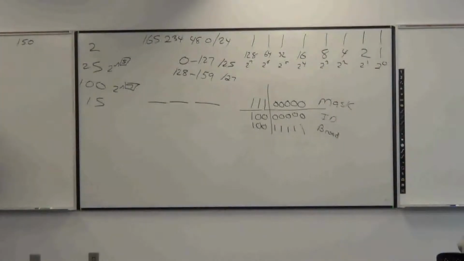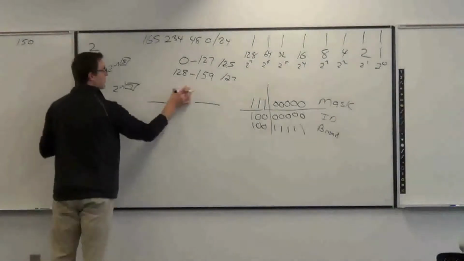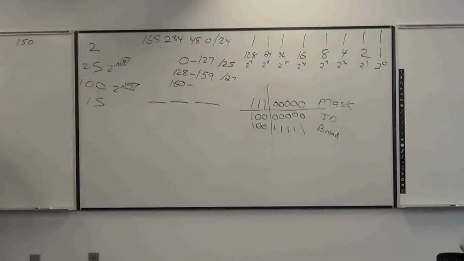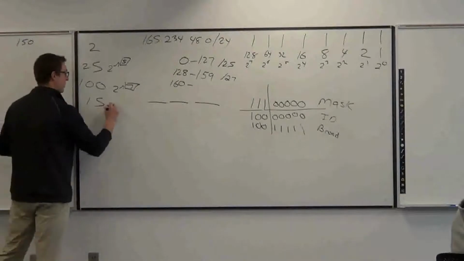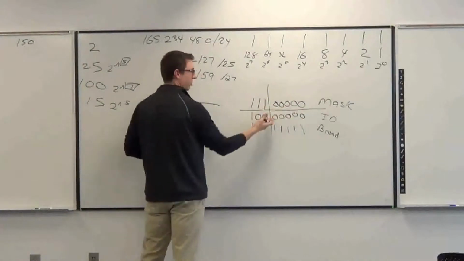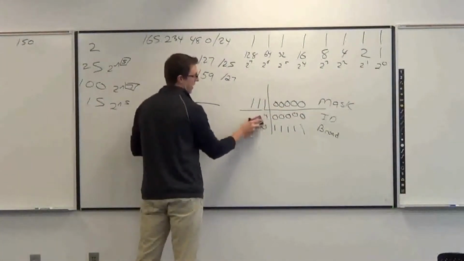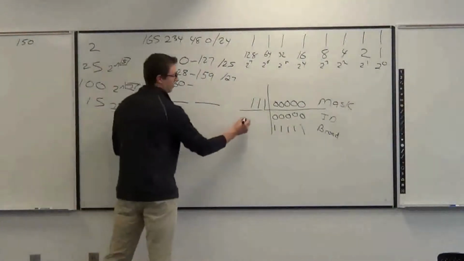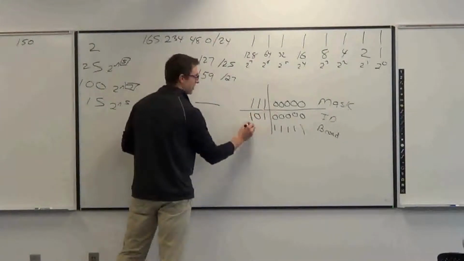Question. What's my next range start with? 160. Yep, one more than the last. So I'm going to start it at 160. What's my next highest host requirement? It's 15. 2 to what power? 2 to the 5th. So I keep my 5 zeros right-hand side. I already have those drawn out. My network ID would be different though. 160 is my new starting point, and a 160 is a 128 and a 32, so there's my 160.